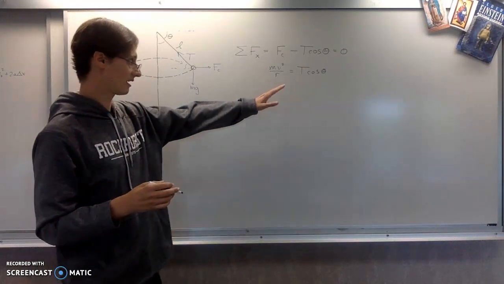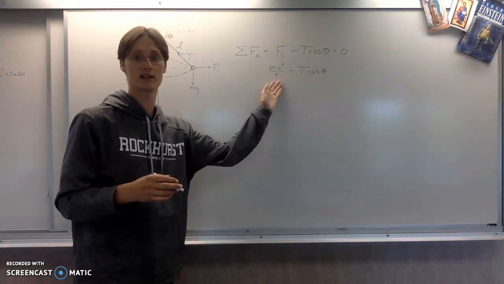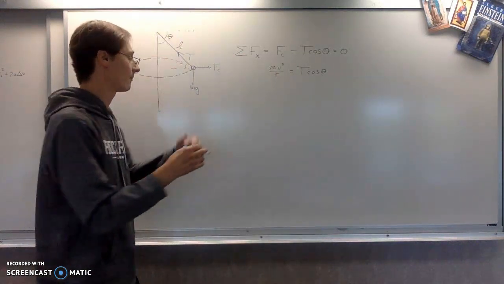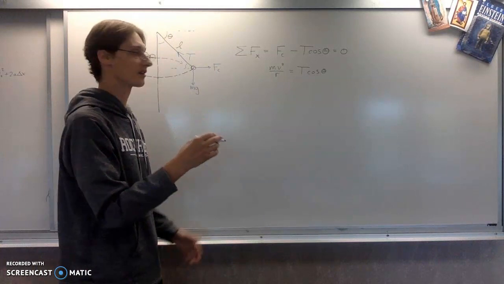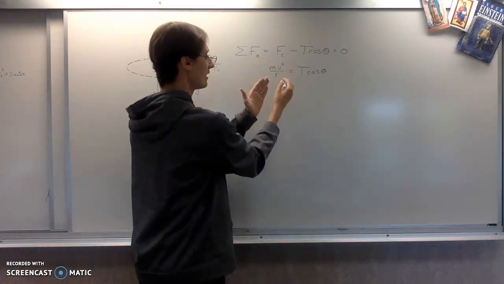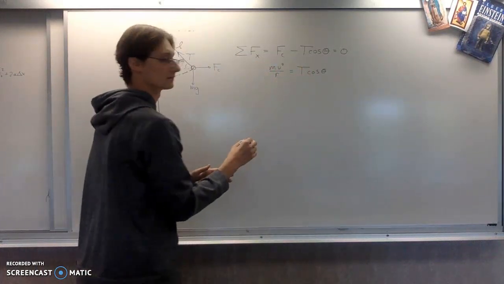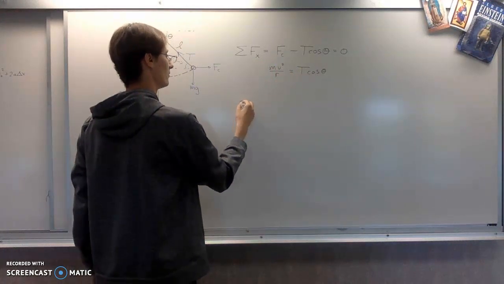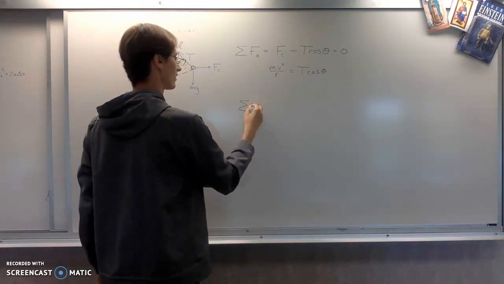So that means that in order to solve this for v, I actually need my y equation as well, because I have two unknowns. I don't know v, and I don't know T. All right, so let's switch to my y equation.